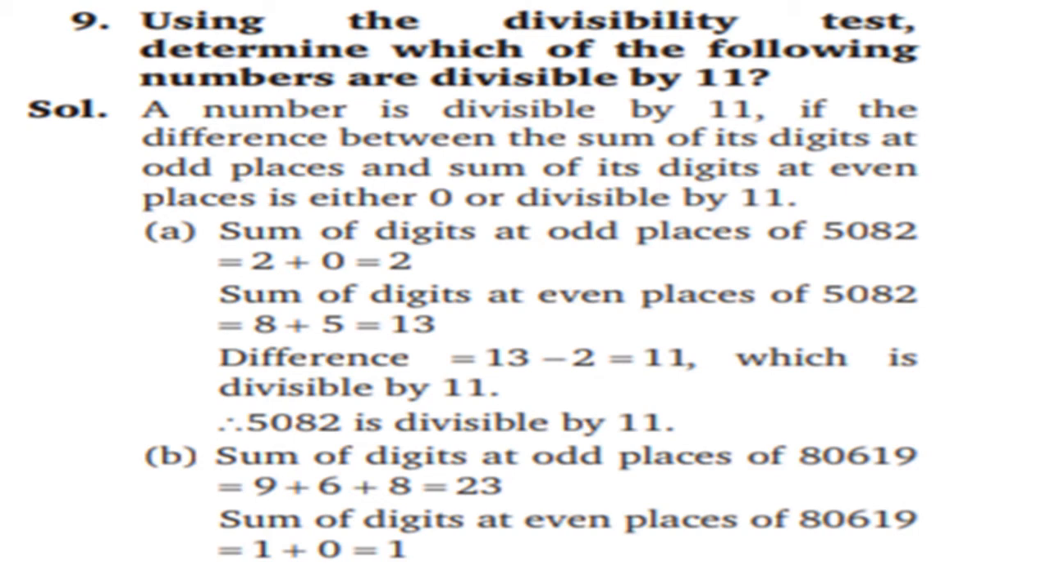Now B part, 80,619. So sum of digits at odd places of 80,619 is 9 plus 6 plus 8 equal to 23. Now sum of digits at even places of 80,619 is 1 plus 0 equal to 1. Now difference करेंगे हम.